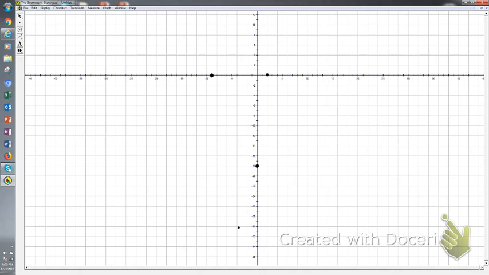Now we have all our points, we have all our components. All we have to do now is trace the graph. And once the graph is traced, it looks like this. Alright? This is how you graph a quadratic function.